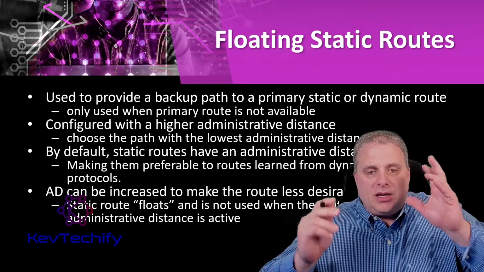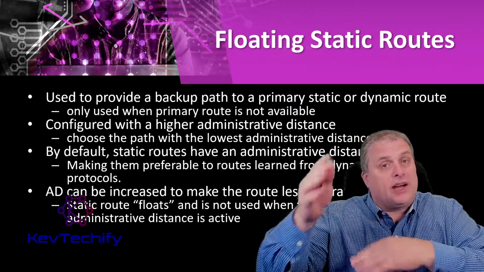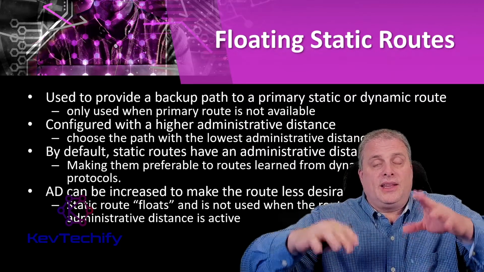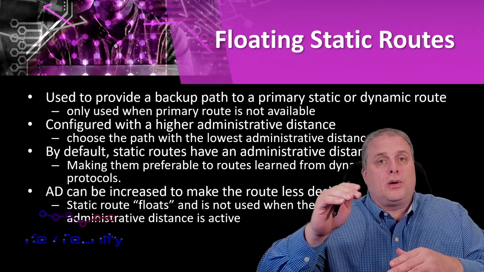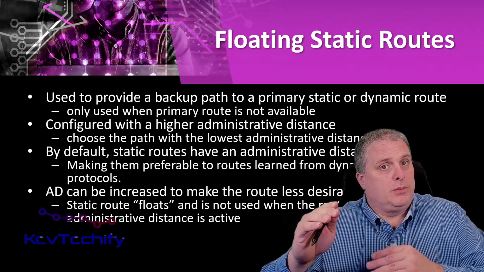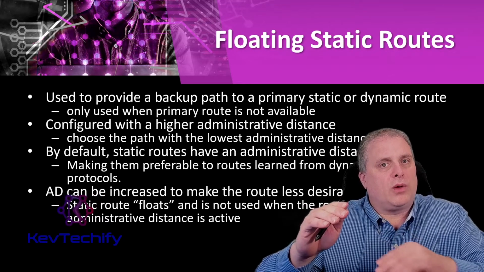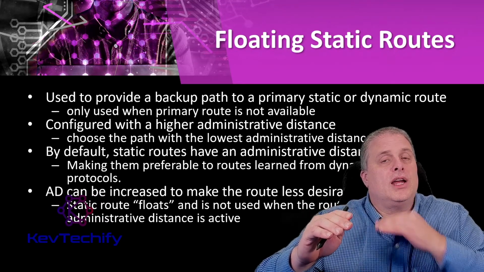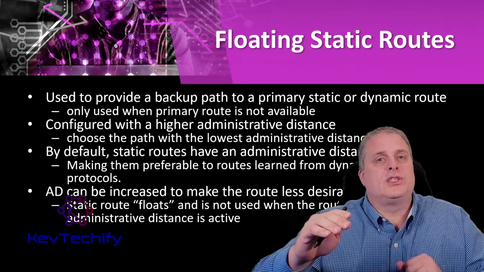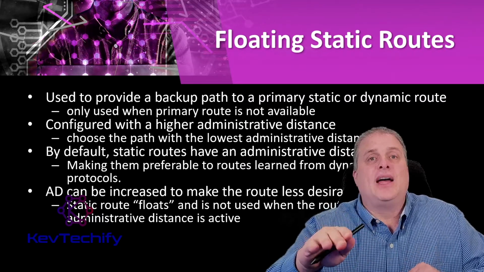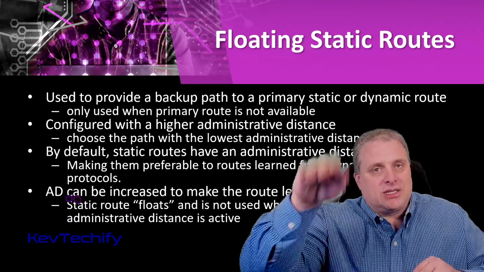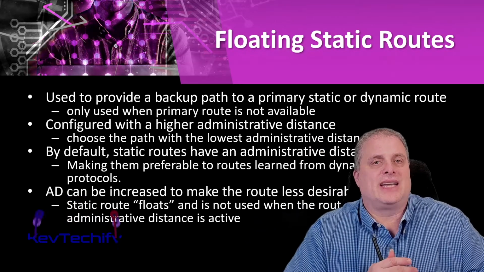Administrative distance can be increased, so it is higher than 1. And then the static route floats. The static route may not be in use because the normal primary static route with the administrative distance of 1 is working. But if that goes down, this other static route with an administrative distance of 2 or 5 will kick in because that's the lowest administrative distance that's left.